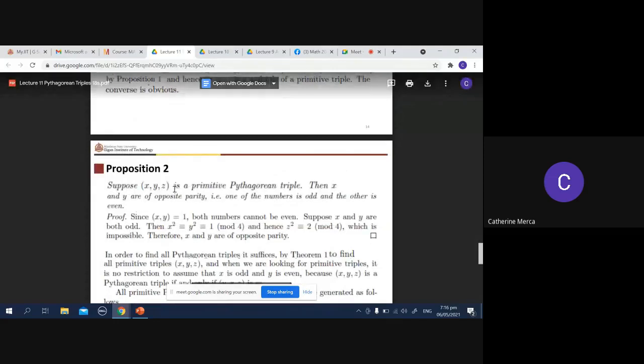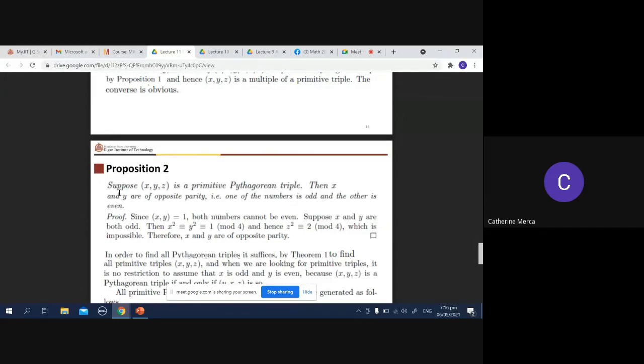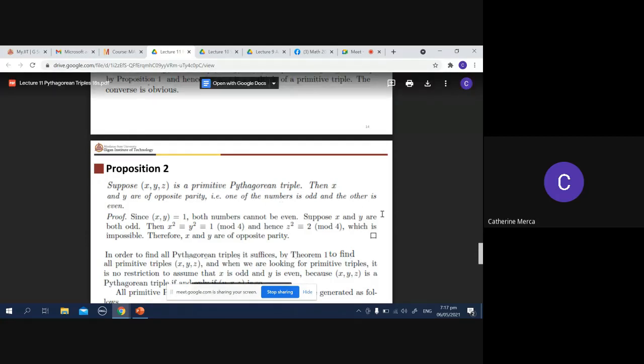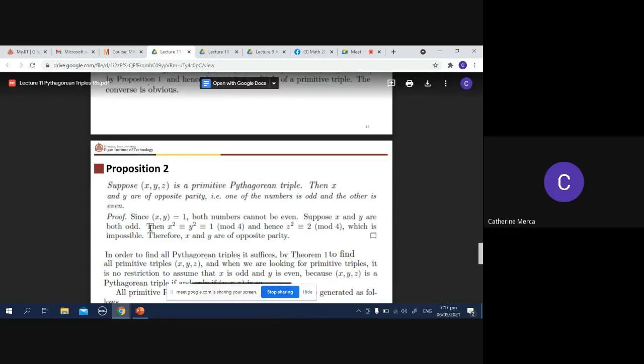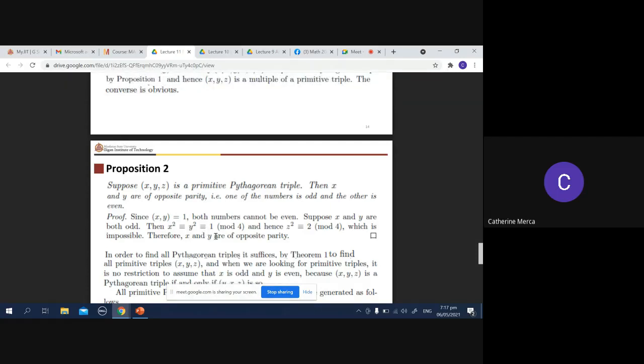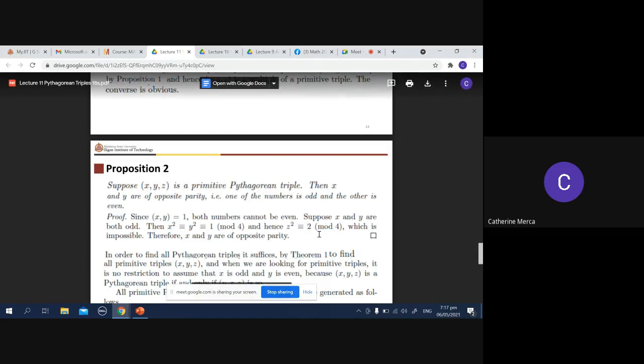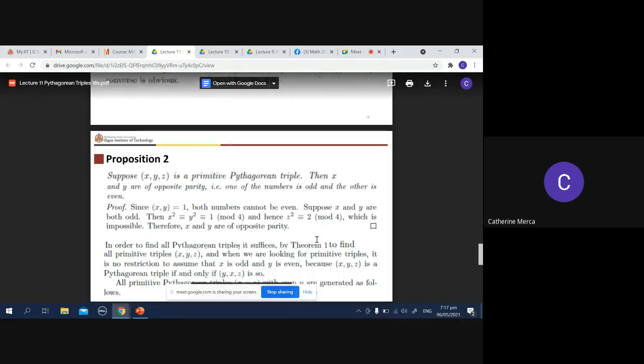And then similarly, Proposition 2 says that if x, y, z is a primitive Pythagorean triple, then x and y are of opposite parity. In effect, one of the numbers is odd and the other is even. Since the GCD of x, y is equal to 1, both numbers cannot be even. Suppose x and y are both odd, then x squared is congruent to y squared, congruent to 1 modulo 4. So you have z squared is congruent to 2 modulo 4, which is actually not true. Therefore, they should have opposite parity.